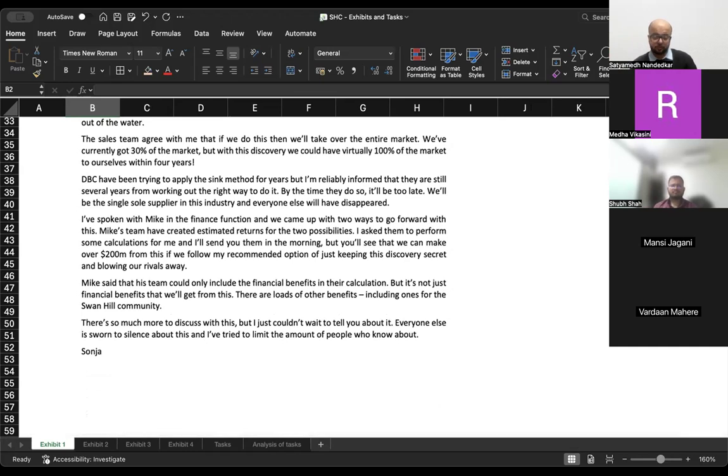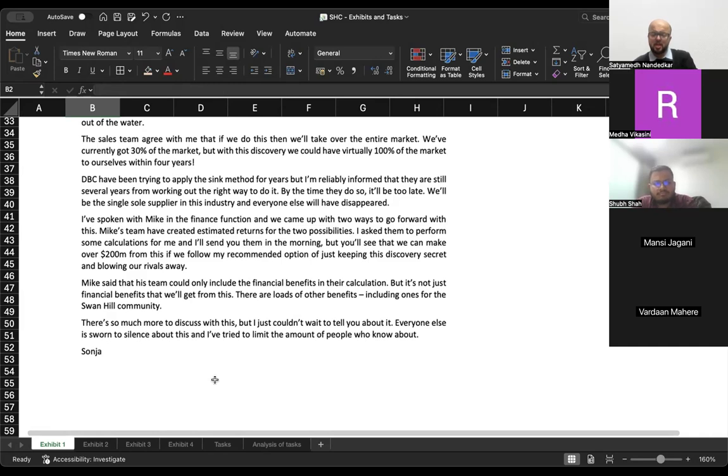Mike said that his team could only include the financial benefits in their calculation, but it's not just financial benefits that we'll get from this. There are loads of other benefits, including ones for the Swanhill community. There's so much more to discuss with this, but I just couldn't wait to tell you about it. Everyone else is sworn to silence about this, and I've tried to limit the amount of people who know about it.